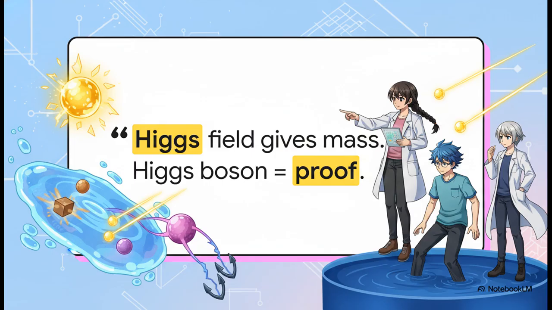Think of this field like a thick, invisible syrup filling the entire universe. As particles move through it, they interact with the field. The more they interact, the more they get bogged down and the more mass they gain, kind of like trying to wade through deep water. Photons don't interact with it at all, so they zip straight through endlessly with zero mass. But the W and Z bosons struggle heavily through it, which is exactly why they are so incredibly massive. It's an elegant, intuitive mechanism that literally shapes the physical weight of our reality.